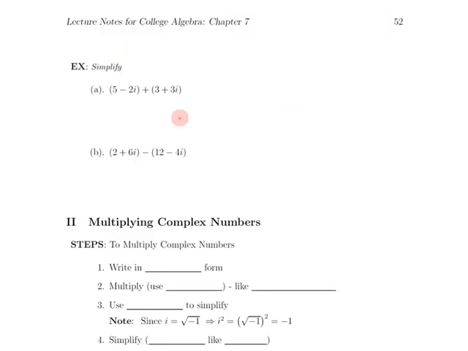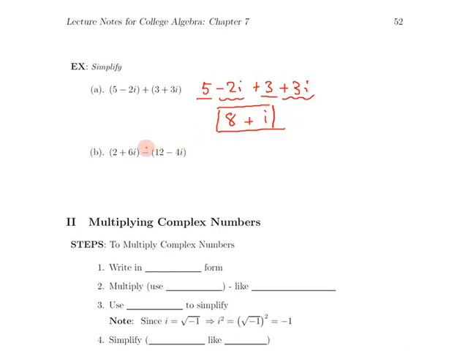It's even easier when you see it in practice. So look at this. You have 5 minus 2i plus 3 plus 3i. Notice we're adding these things together. So all I'm going to do is just get rid of the parentheses and have 5 minus 2i plus 3 plus 3i. Okay? Collect like terms. 5 plus 3 is 8. Minus 2i plus 3i is going to be plus 1i. 3 minus 2 is 1, so 1i. That's all there is to it.